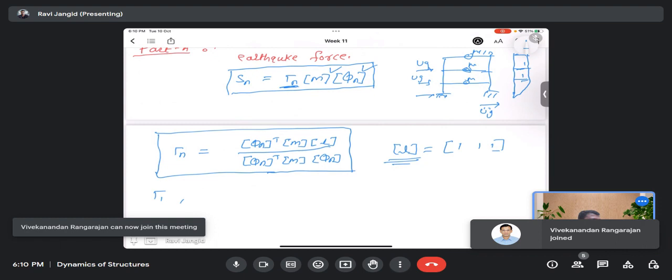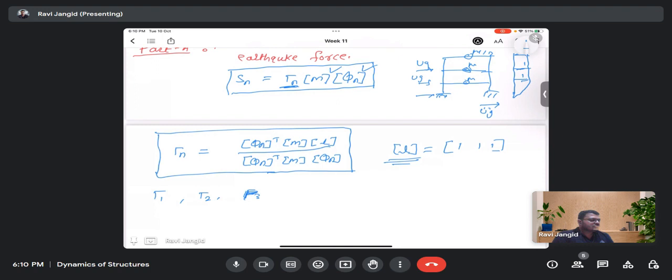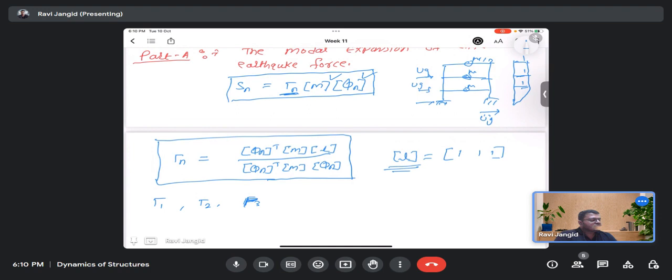Can you explain this again? The influence vector is how my ground motion is applied to my structure. Let us suppose ug is applied at the ground. So the same level of ground motion, like the acceleration, will be applied at all the degrees of freedom, so the structure will deform and the same kind of ug will be experienced by it.